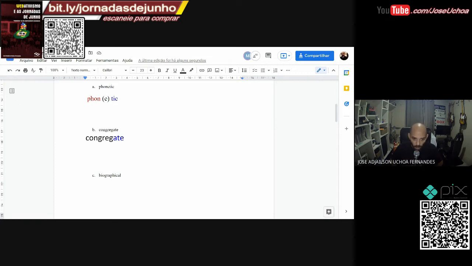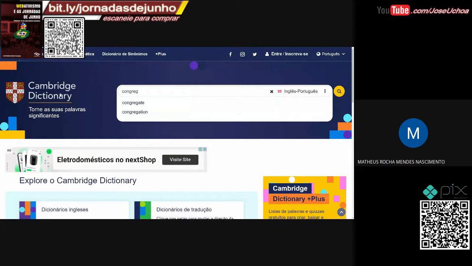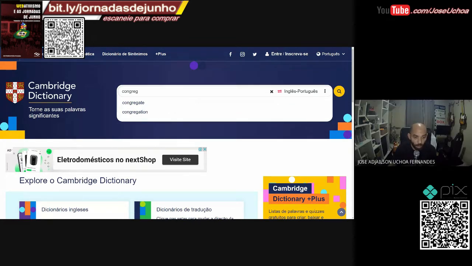So what is the big change between congregate and congregation? Congregation minus congregate, what do we have? What do we have in common? First part of the word, the root. We have this congreg as a common part.